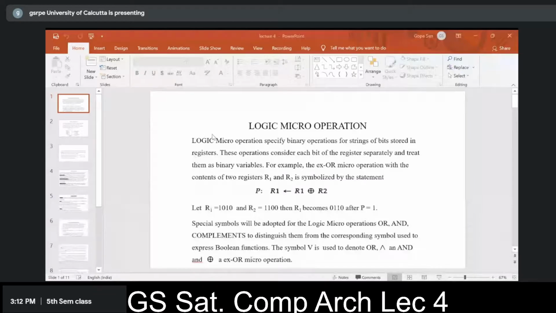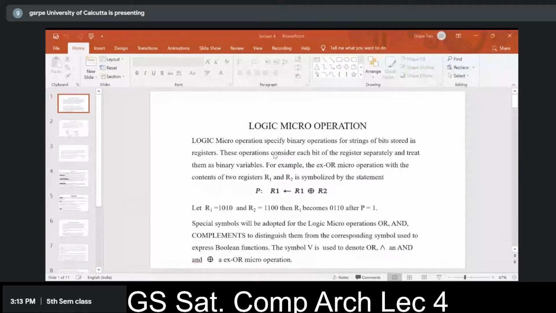Now, the speciality of this logic micro operation is that these operations consider each bit of the register separately, not as a whole, the total number of bits in the register, but they consider each bit of the register and treat them as different binary variables. And so what will be the symbolic representation of a logic micro operation? Let us consider an example.